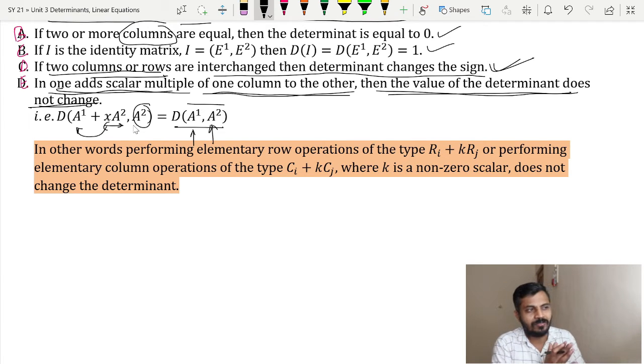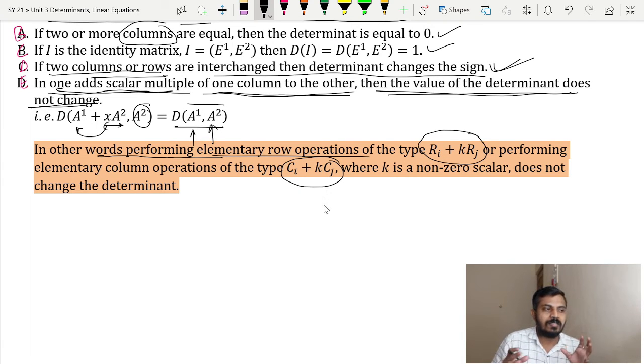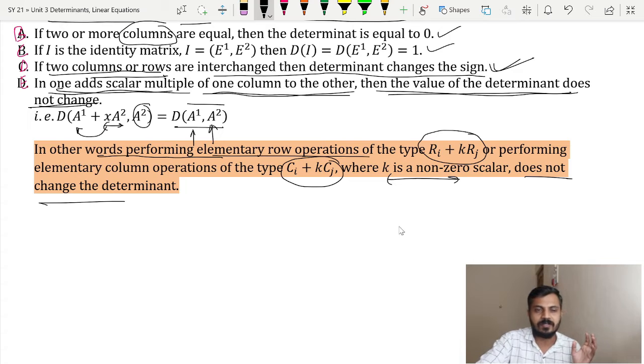But what is the meaning of this property exactly in terms of row operations or column operations? In other words, if we perform elementary row operations of the type Ri plus k times Rj, or column operations of the type Ci plus k times Cj, the value of the determinant does not change, and remember that k is a non-zero scalar.